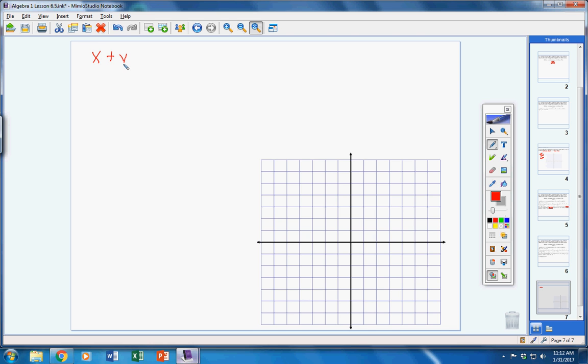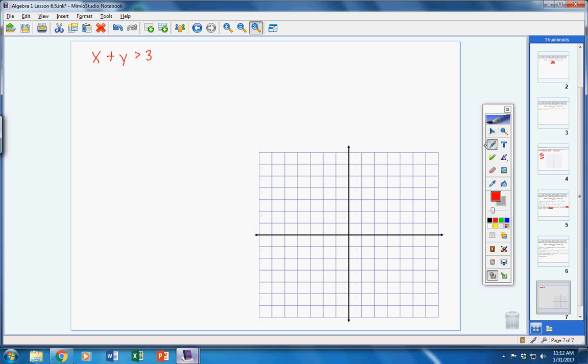x plus y is greater than 3. Now, if you want to get x by itself or y by itself, I guess you could, but there's really no need to do that, okay? The first thing you want to do is simply graph the line, okay? Now, I know we don't have an equal sign, but pretend we had an equal sign just for a second, like this. Pretend this was gone, and pretend we had an equal sign instead, okay?